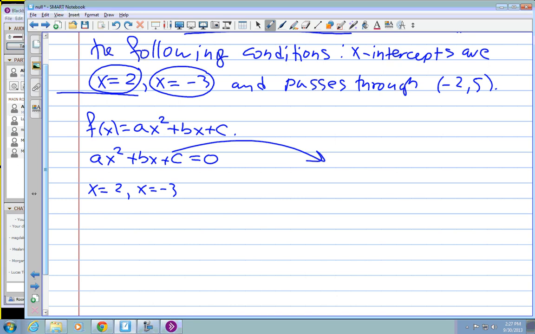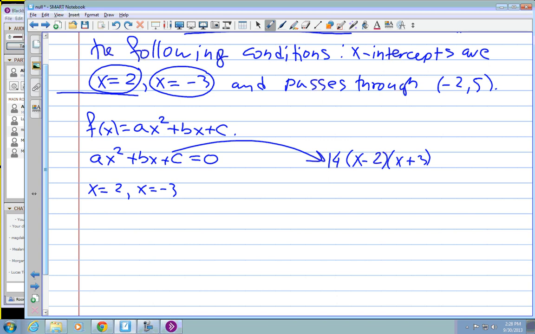If one solution is x equals 2, x minus 2 has to be a factor, right? In order for x equals 2 to be one of the solutions, x minus 2 has to be a factor. x plus 3 has to be a factor, right? Now, if I multiply this by 4, will that change my x-intercepts? No, right? It'll still give you 2 and negative 3. If I multiply this by 14, it will not change my x-intercepts.